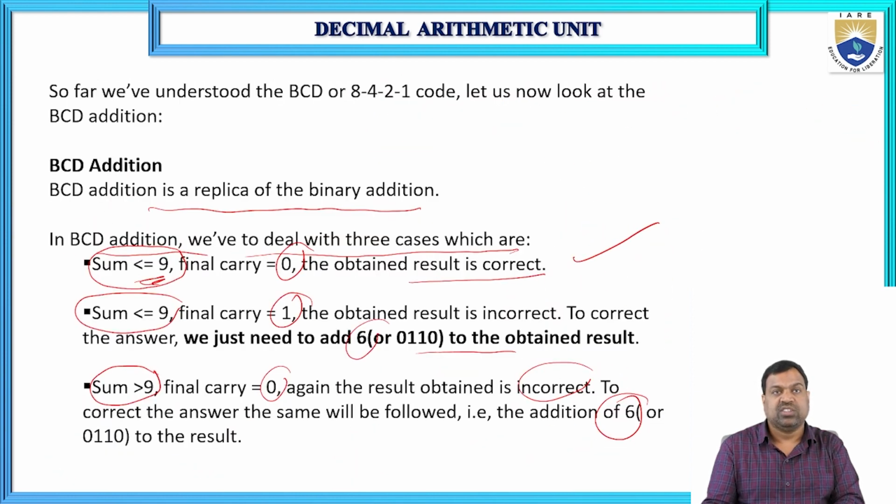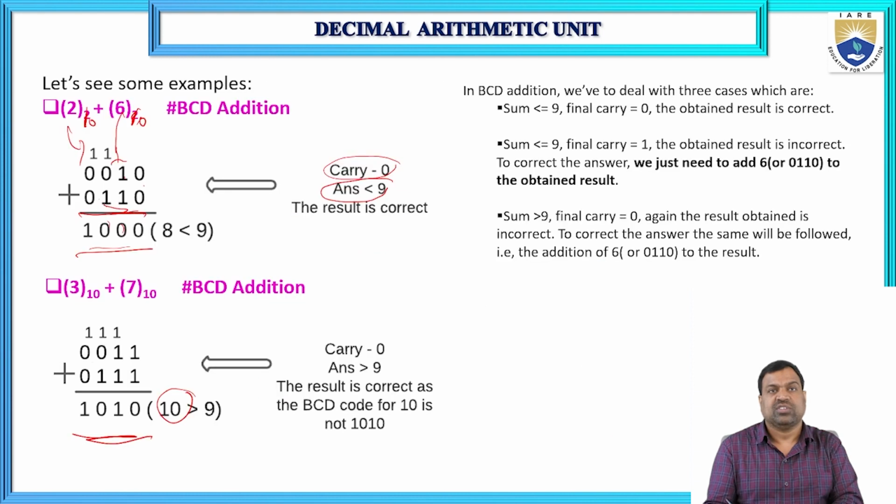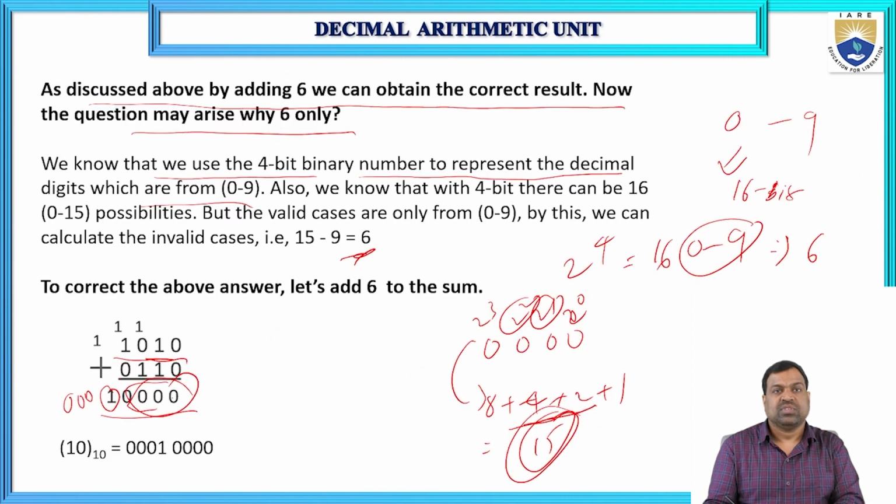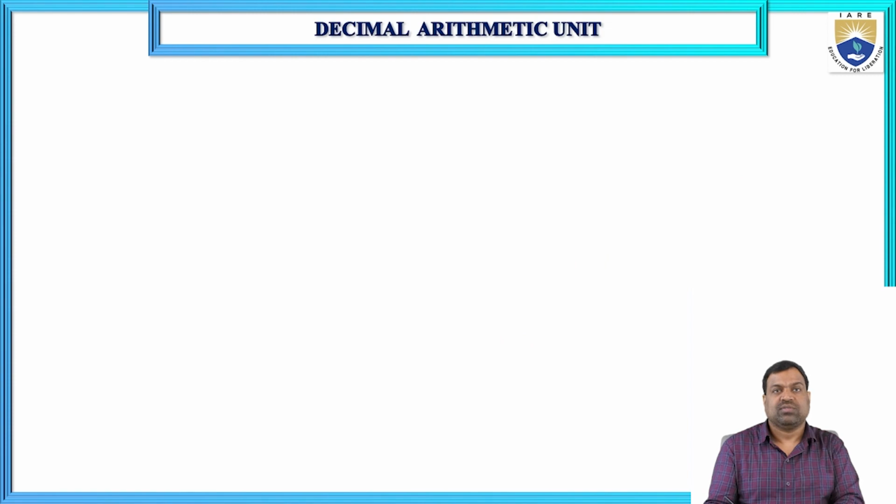So BCD addition has 3 conditions. If the sum is less than or equal to 9 and carry is 0, then it is correct. If the sum is less than or equal to 9 and carry equals 1, we have to add 6, then we will get the answer. If the sum is greater than 9 and carry equals 0, it is wrong. To correct the operation, we have to add 6 to the resultant, then we will get the correct answer. These are some examples of addition of BCD, about adding 6.